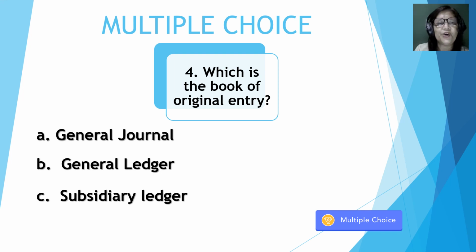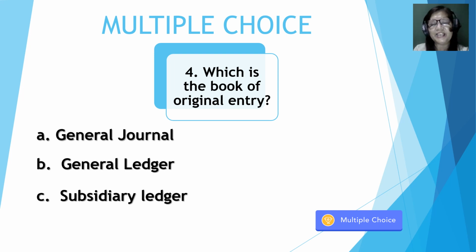Let's go to number 4, which is the book of original entry. Letter A, General Journal. Letter B, General Ledger. Letter C, Subsidiary Ledger. Okay, your answer should be what? Yes, letter A. It should be General Journal. It is the book of original entry. How about General Ledger? What is that? Okay, that is the book of final entry.